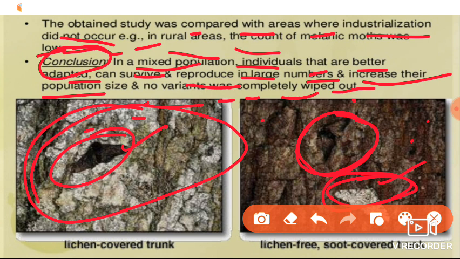It means in a mixed population, a lot of individuals are there. In that mixed population, those that are well adapted for the environment are going to survive. If they are not adapted, they are not going to survive. That is natural selection, survival of the fit. You can take any example of natural selection. Those who are fit in the environment are going to survive, and those who are not are going to die.